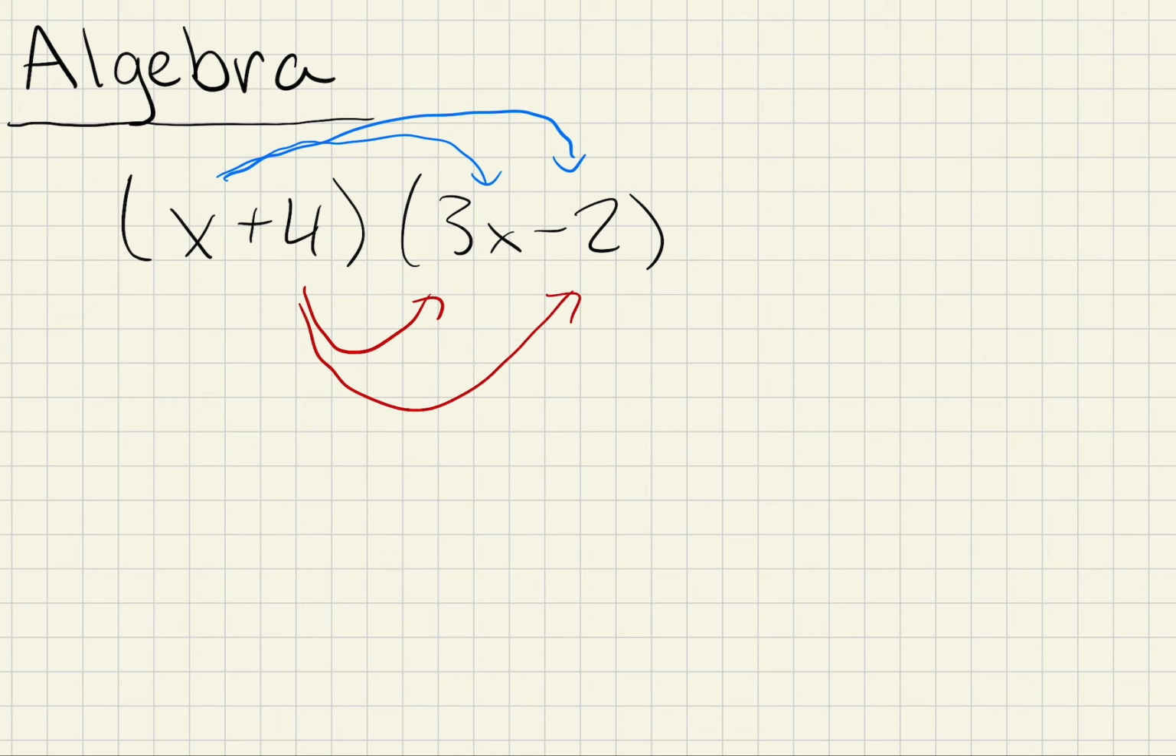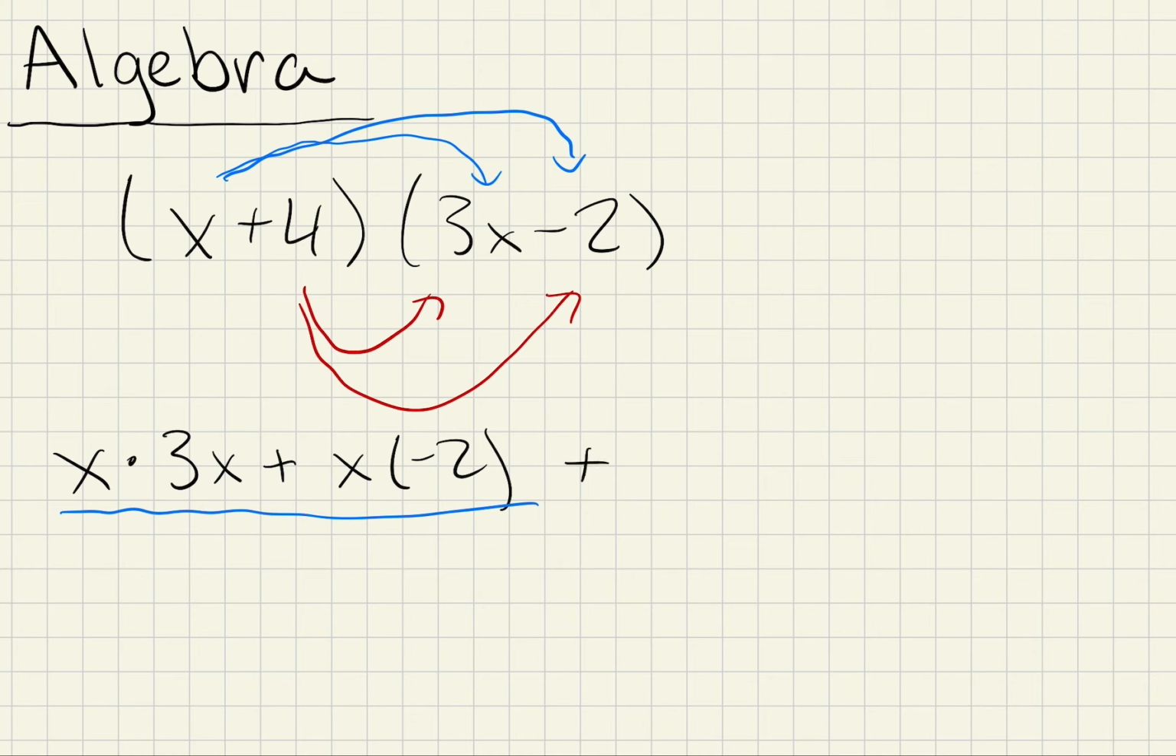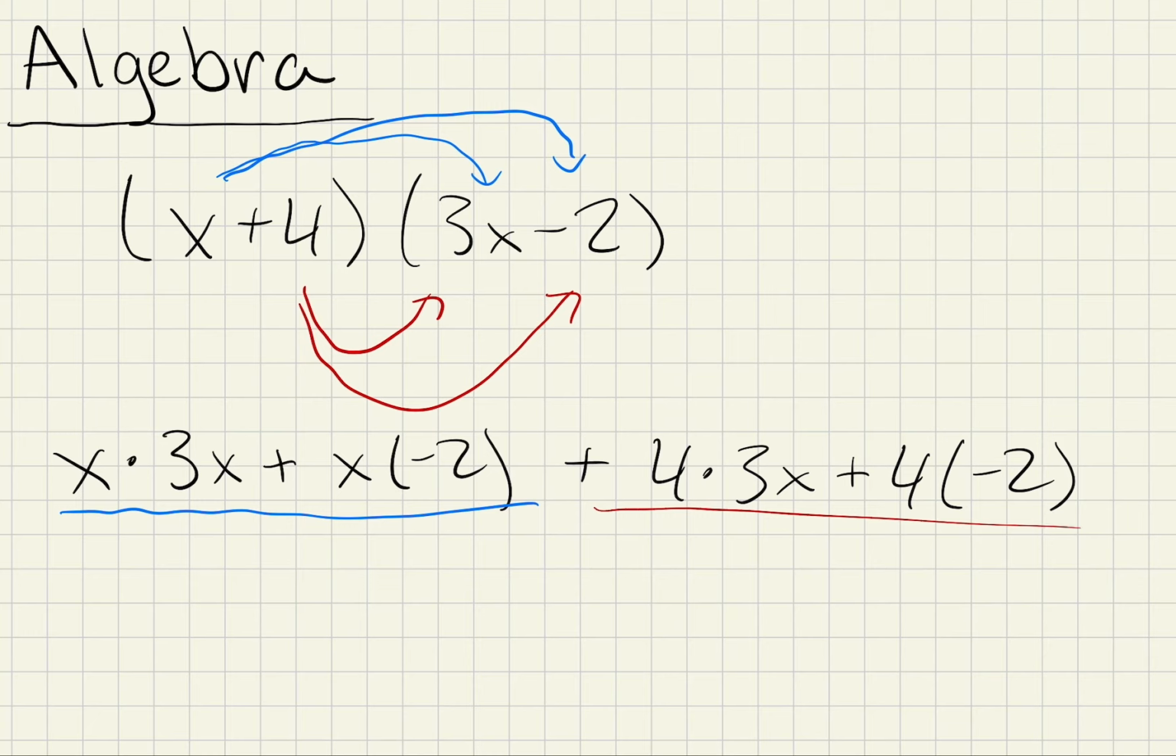So here we have x times 3x plus x times negative 2, and this is your blue. And then we do the same, so 4 times 3x plus 4 times negative 2. And this would be your red arrows.